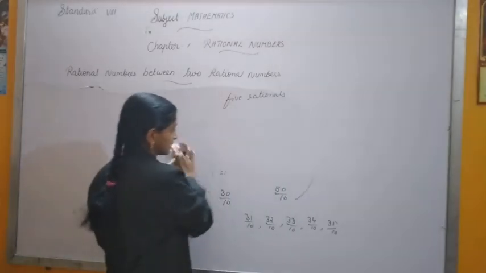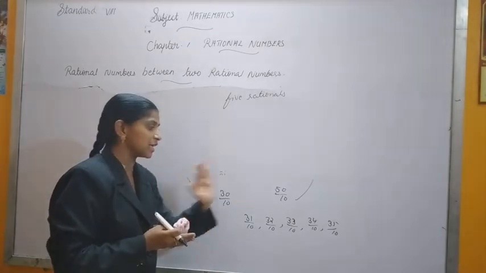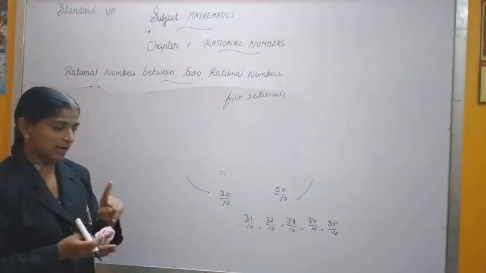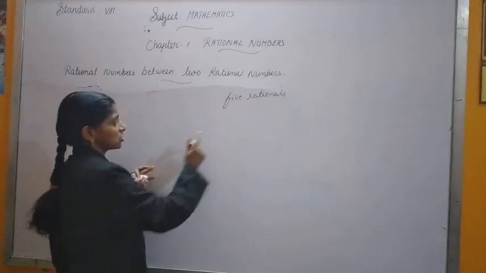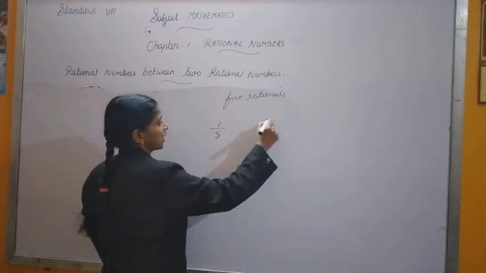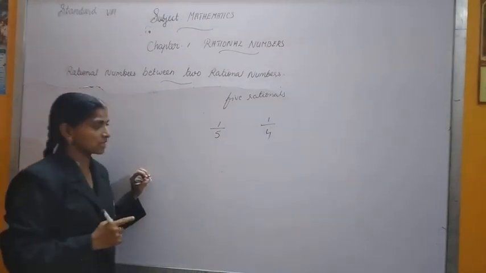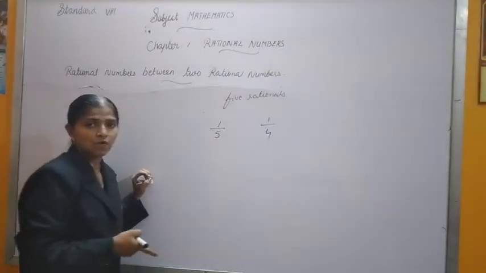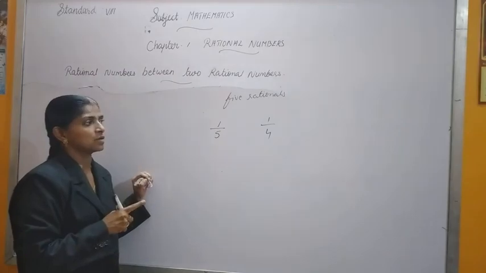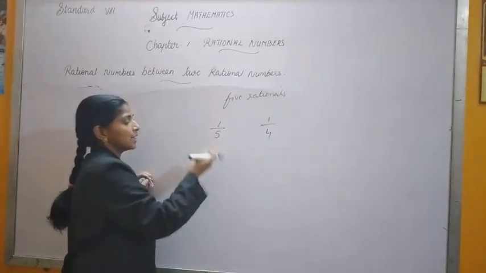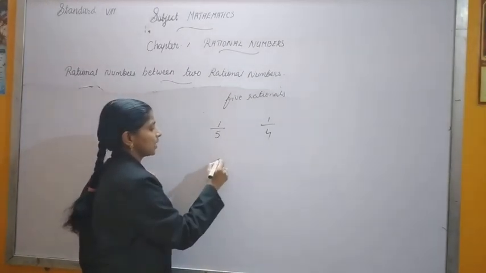if the numerators are equal, here I show you how to find the rational numbers between the given two rational numbers if their numerators are equal. And another one, please see. Find the rational numbers between 1 upon 5 and 1 upon 4. Two rational numbers, 1 upon 5 and 1 upon 4. So here both are having the same numerator. Here also multiply and divide.